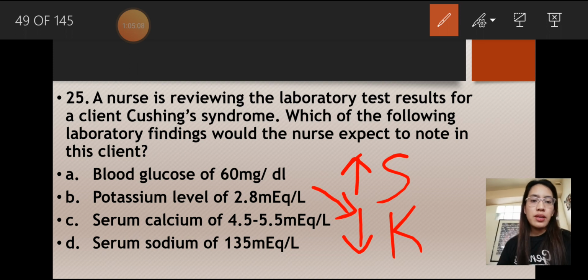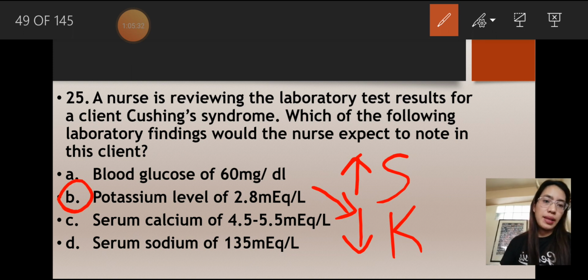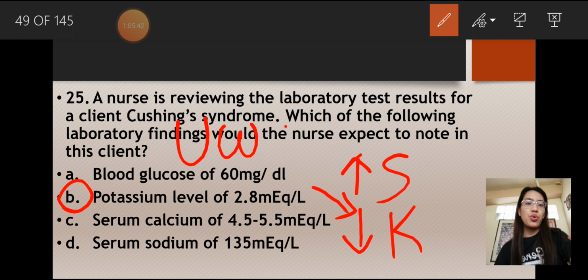C, serum calcium, 4.5 to 5.5 mg per liter. Normal yan. Pag milligrams per dL ang gagamitin natin, it's 9 to 10.5 or 9 to 11. D, serum sodium of 135, that's normal because normal is 135 to 145. So, ang consistent dyan sa ating Cushing, it's letter B. Potassium level of 2.8, indicating now hypokalemia. So, kung may hypokalemia, anong makikita natin sa ating ECG? Meron siyang U wave. Okay, so there you go.